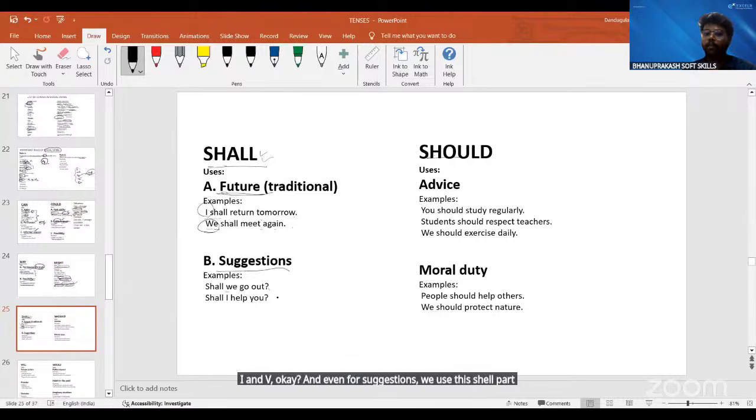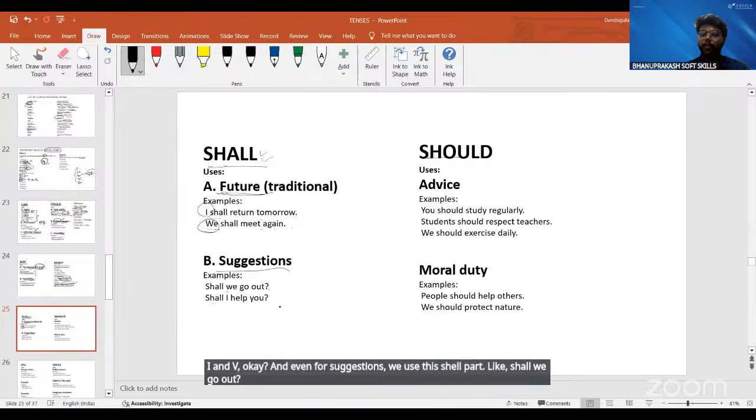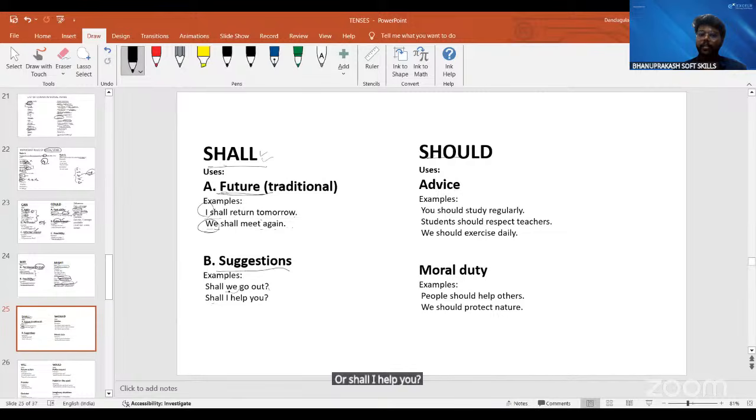Like, shall we go out? Or shall I help you? Even here you can see we and I only. Okay. This is the difference between will and shall.